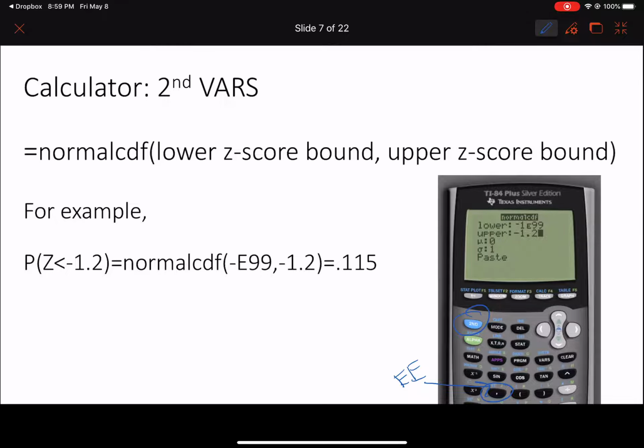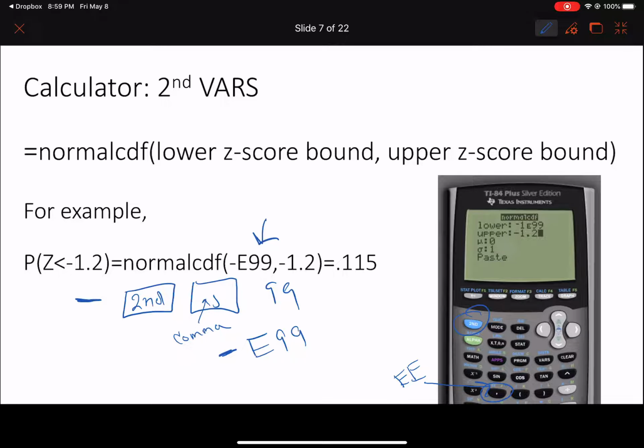So you do second, and then the comma. That's a comma, comma. And then 99, that'll give you just E99. Just make sure you put the negative in front. Sorry, so do negative second comma 99. That gives you negative infinity. If I wanted positive infinity, I would just do the second comma 99.